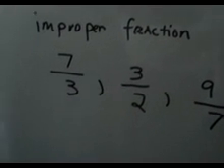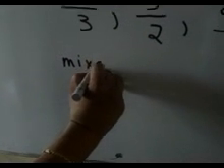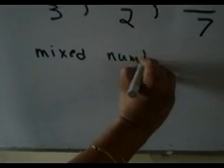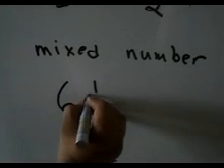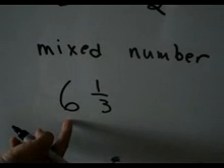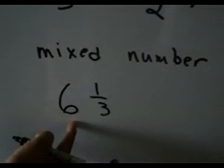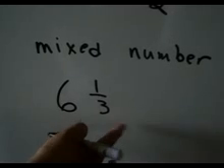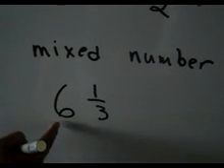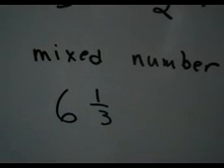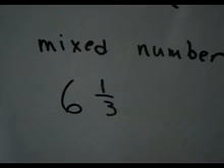The next type of fraction is your mixed number. What is a mixed number? A mixed number is a combination of a whole number and a fraction part. Example, 6 and 1/3. This is an example of a mixed number. 6 here is your whole number part and 1/3 is your fraction part. The proper way of reading this is 6 and 1/3. Okay? This is an example of a mixed number.